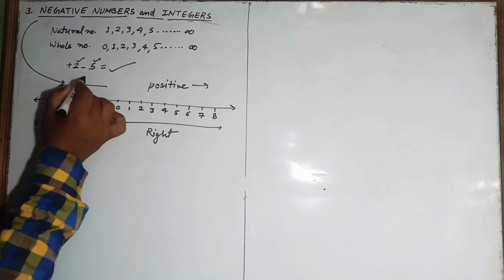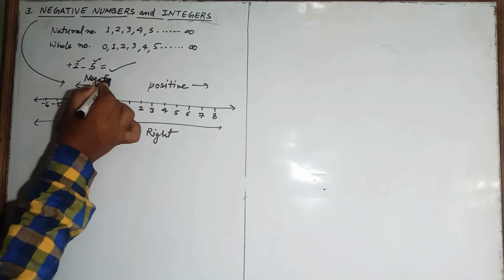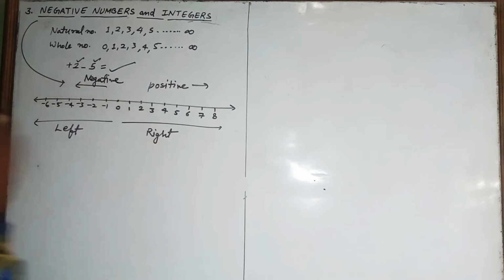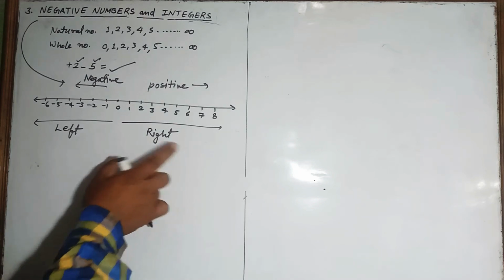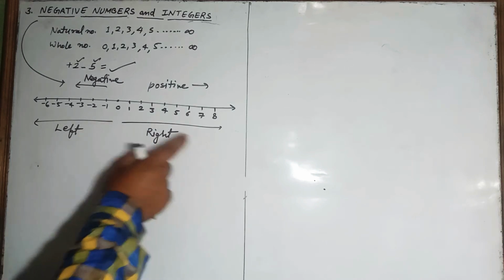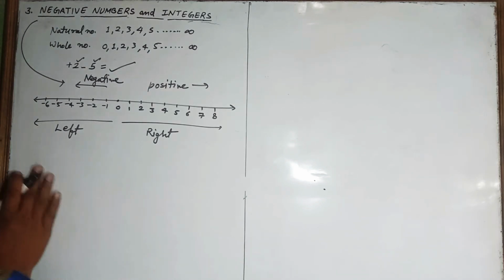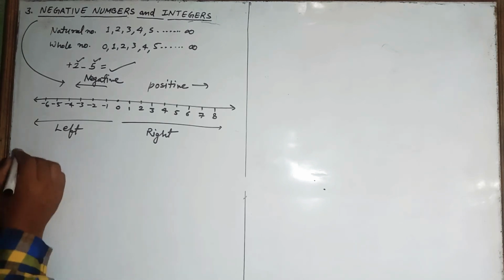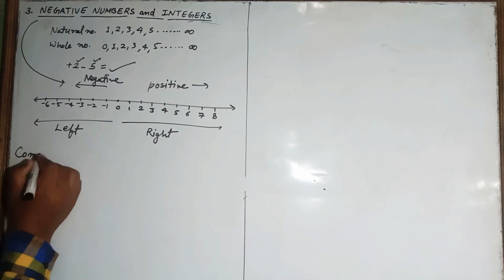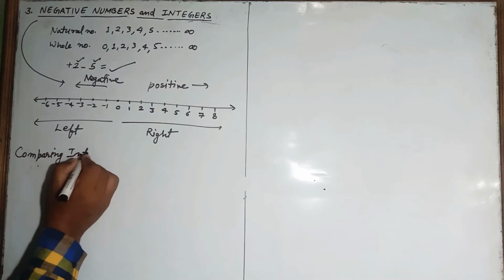All the numbers are negative. Here you can write negative. All these values will be negative on the left hand side of 0. Now I hope it is clear that on the number line, on the right hand side of 0 all the numbers are positive, and on the left hand side of this number line all the numbers are negative. So now we will come to the next one, comparing integers.